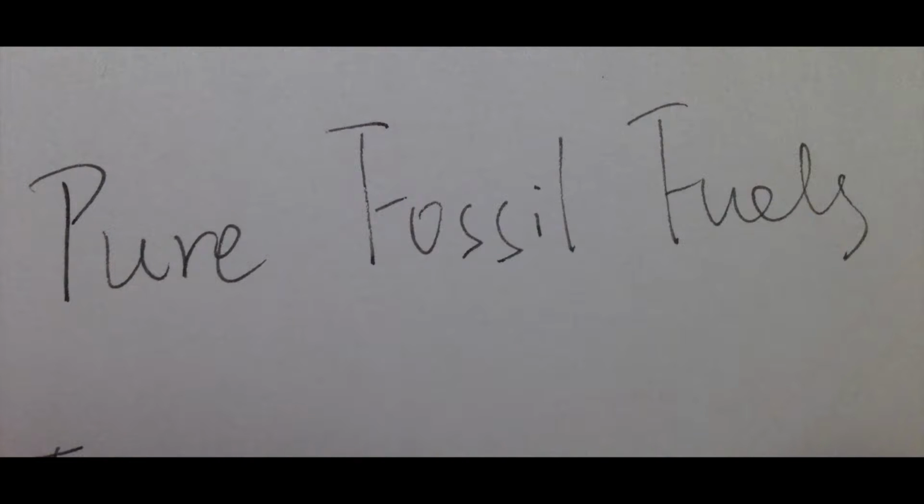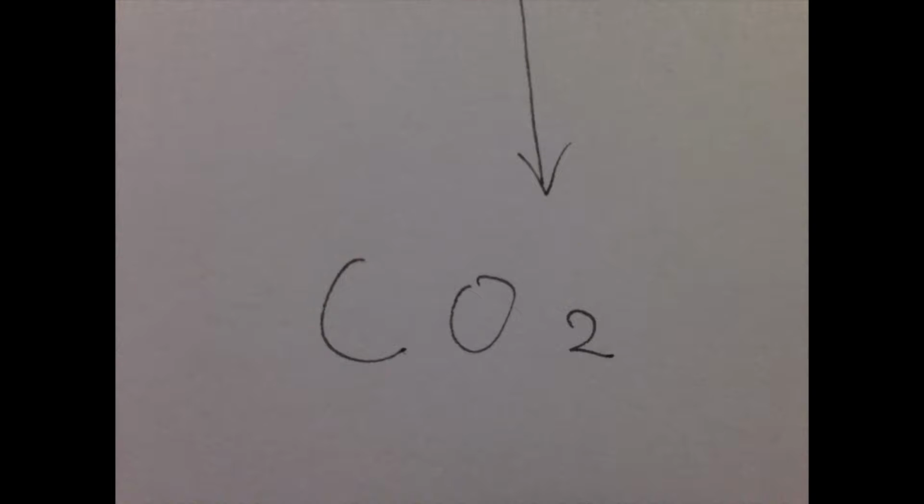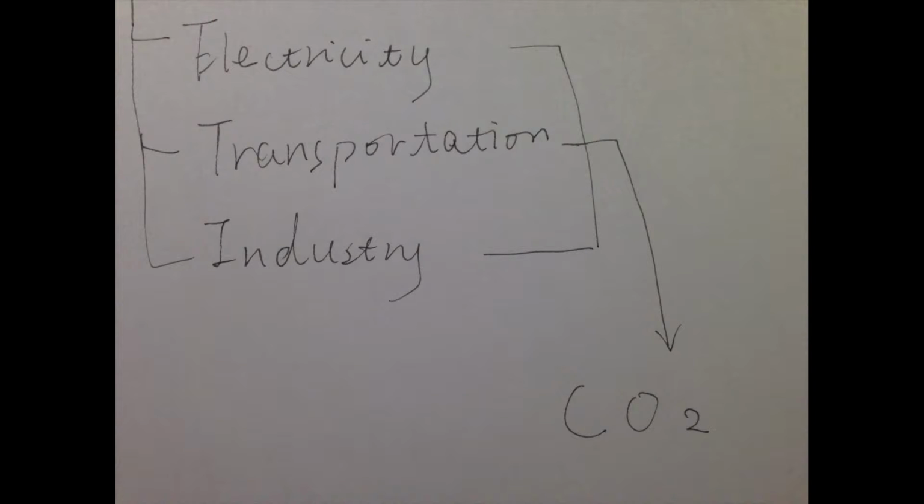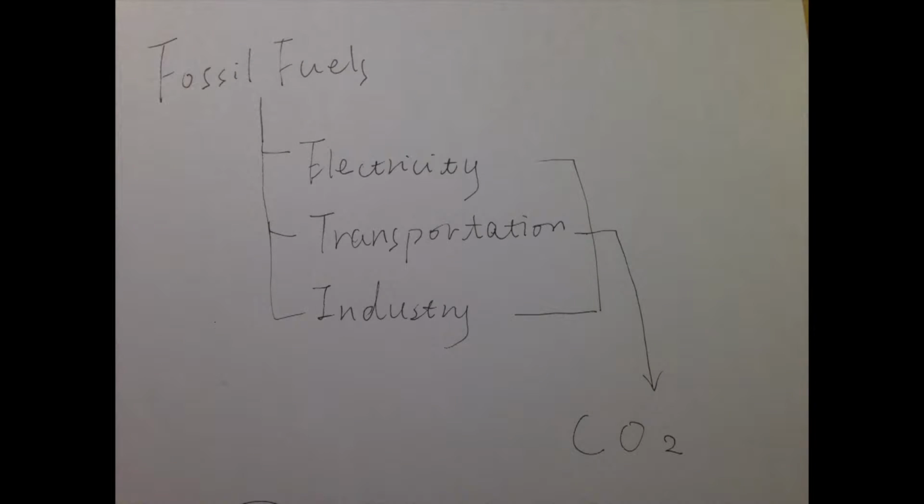First, use pure fossil fuels for burning. We need to know where this carbon dioxide is produced. Mostly it is produced during electricity production, transportation, and industry, the three major parts of human lives. The carbon dioxide is usually created in the burning of fuels, the energy which humans use the most for energy production, just like we mentioned before. As a result, we need to control the amount of fossil fuels we use.